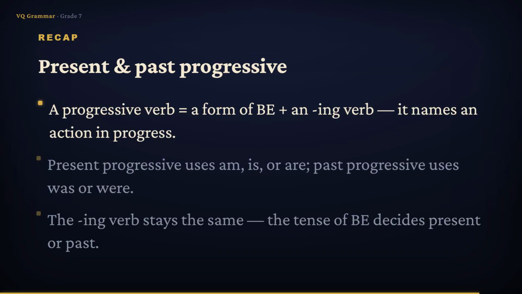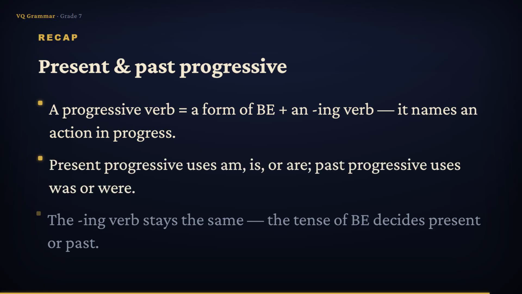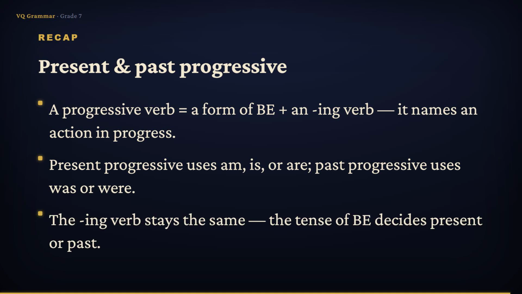Let's gather up what we learned. A progressive verb is built from two parts, a form of the verb be plus an ing verb, and together they name an action in progress. When the be verb is am, is, or are, you have the present progressive, an action continuing right now. When the be verb is was or were, you have the past progressive, an action that was continuing in the past. And the key idea to carry with you? The ing verb stays the same. It's the tense of be that decides whether the action lives in the present or the past.